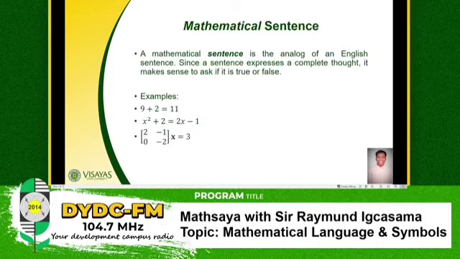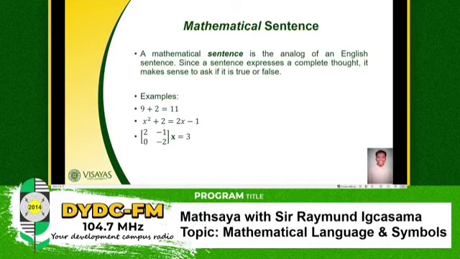First example: 9 plus 2 equals 11. Is it true or false? You can say true, you can also say false. Depending on whether you believe that 9 plus 2 is not equal to 11, you might say false. But if you know that the sum of 9 and 2 is 11, then you might say true. Therefore, this is an example of a mathematical sentence. If I ask you, is 9 plus 2 equals 11? Yes. Therefore, this example is a mathematical sentence.